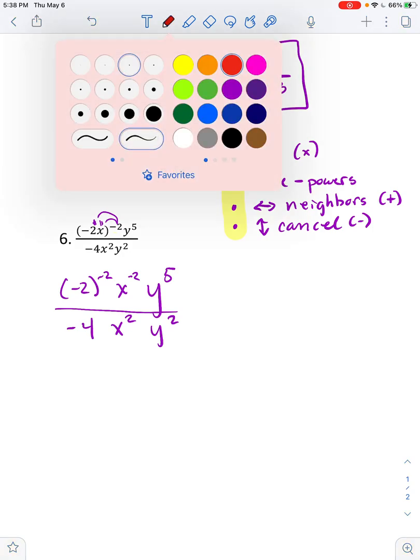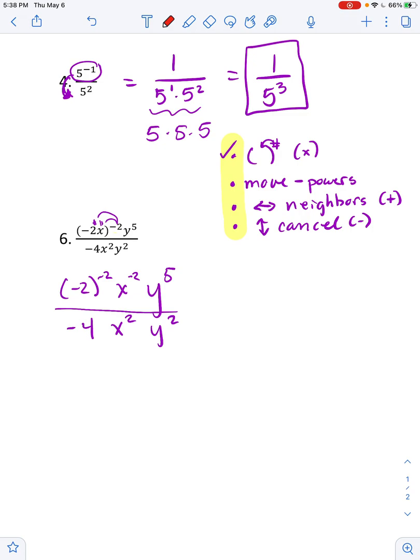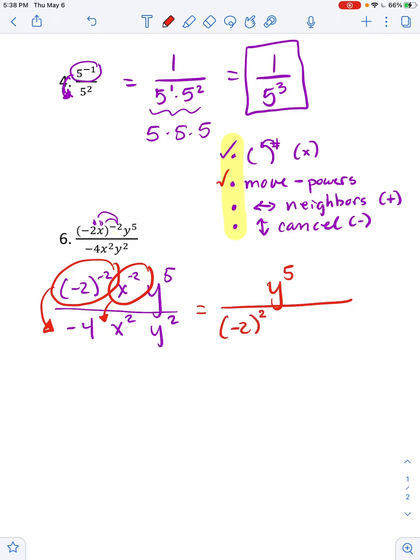Now I'm going to go through and manage my negative powers, not my negative numbers. Like negative 4 is perfectly fine to sit down there. This has a negative power, so it has to move to the bottom because it was on the top. This has a negative power, so it has to flip over and move into the bottom. Those are the only two negative powers that I'm going to need to move. That leaves my y to the fifth upstairs. Now I'm bringing down my -2, which now is going to be to the positive second. I still have that -4 down there that it's going to get multiplied by.